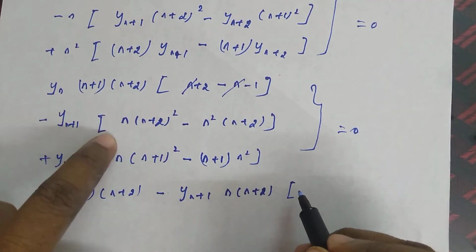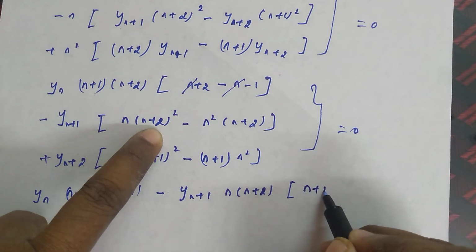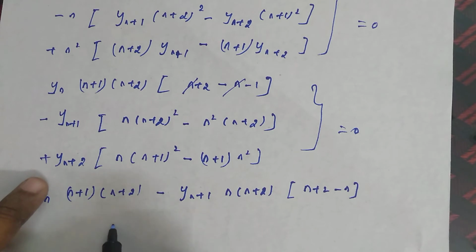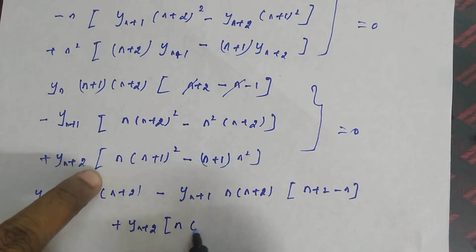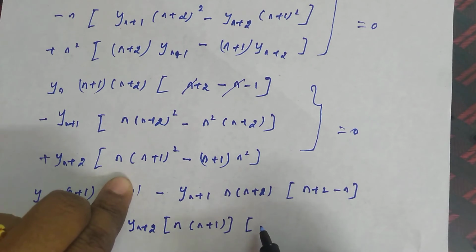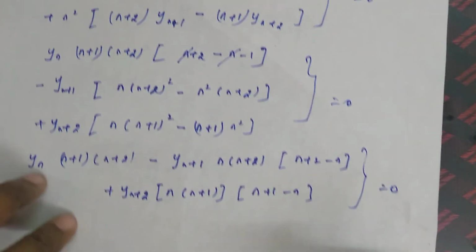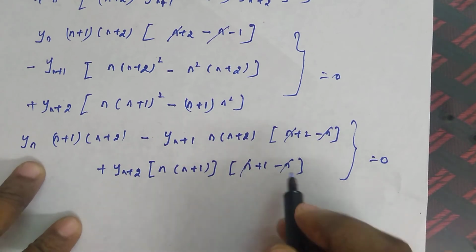You can take outside n into n plus 2. So here what is the remaining, n plus 2, and here it is minus n. In the same manner, y(n plus 2) into, here you can take n and n plus 1 outside. So n into n plus 1 we can take outside. What is the remaining here, n plus 1, and here it is minus n, equal to 0.